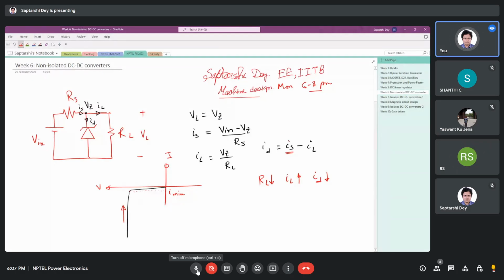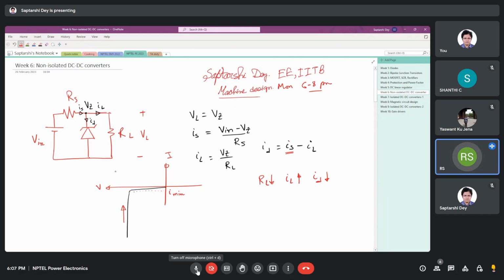So there is a limit on how much load you can have. What is the maximum load that you can have? We can get that from this value of minimum current, whatever you have from the data sheet. So there is a limit on the minimum RL that we can connect. Yes, sir.